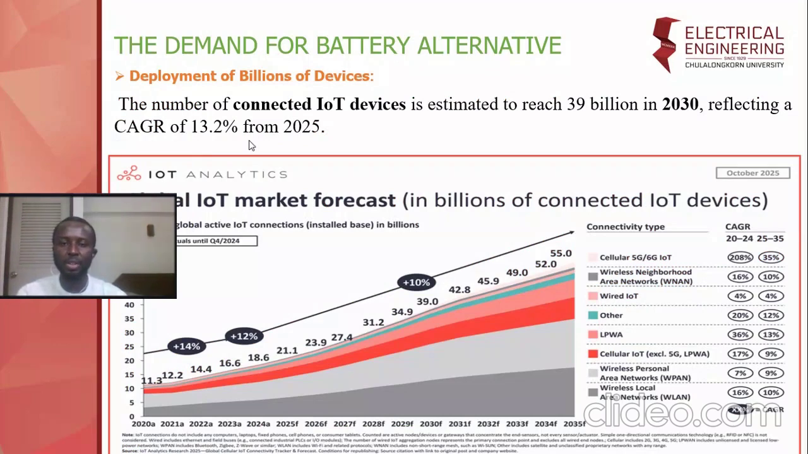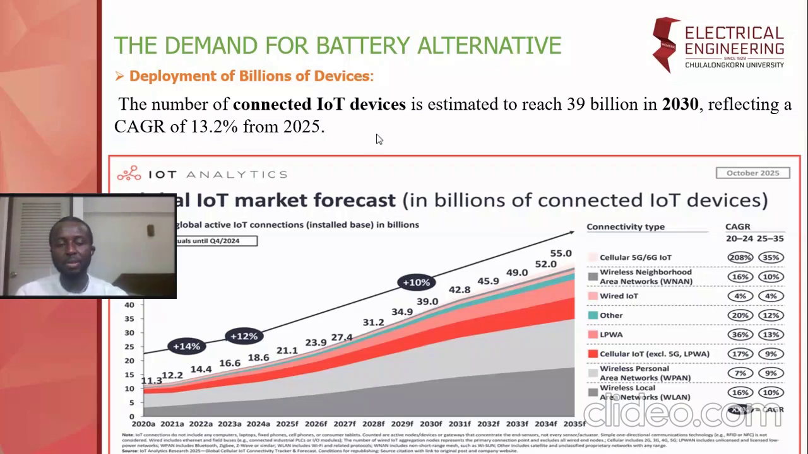As we can see from the figure, which is an IoT analysis, the number of connected IoT devices is estimated to reach 39 billion in 2030. Just from now to 2030, which is just 5 years, there is a high tendency that the devices are going to reach almost 30 billion. So how will producing a battery for this system be?